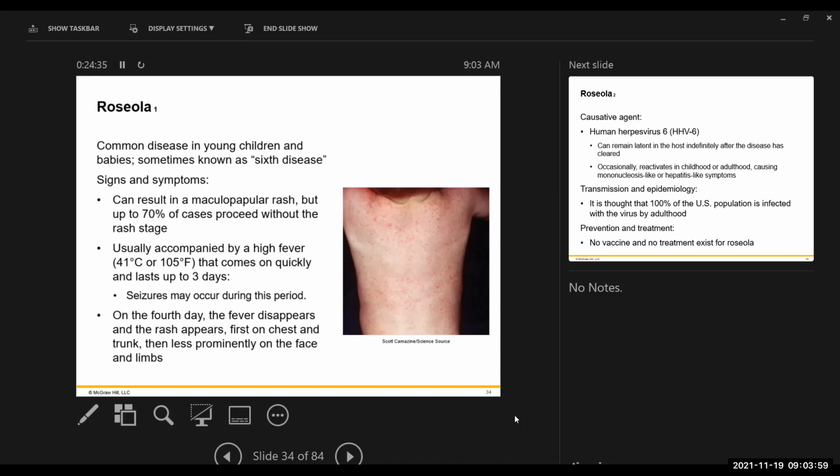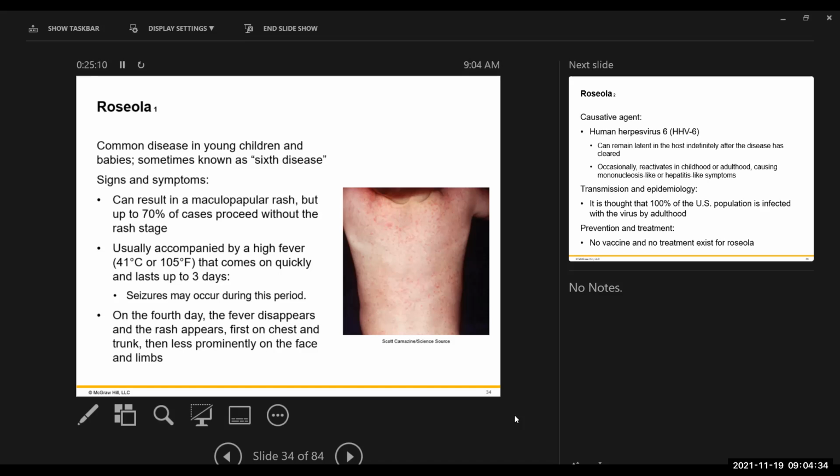Now sixth disease, also called roseola. Learn how to spell infantum, so called exanthema. Spell it right. Subitum. Okay.